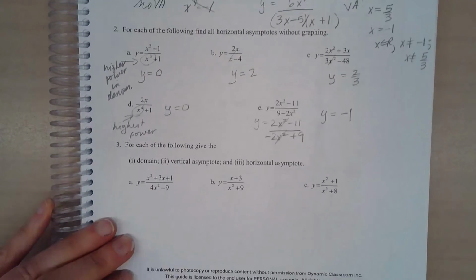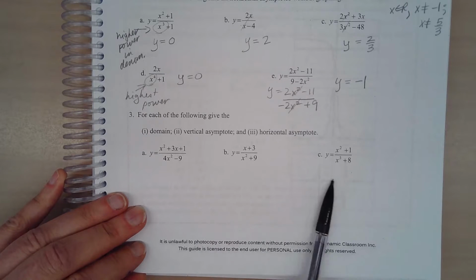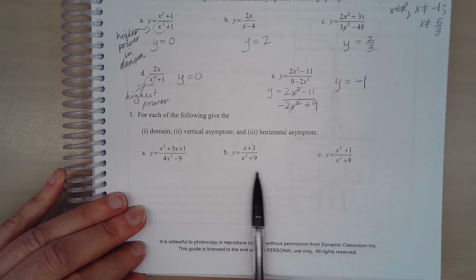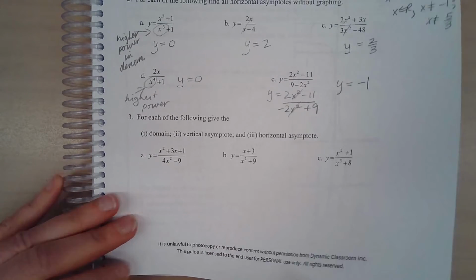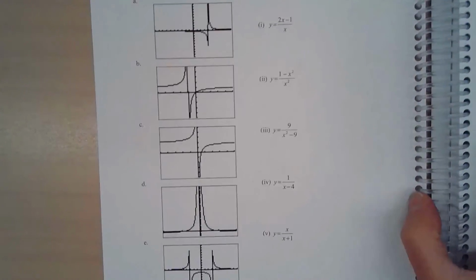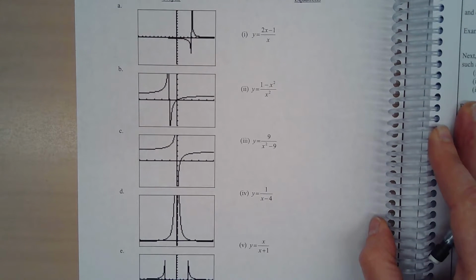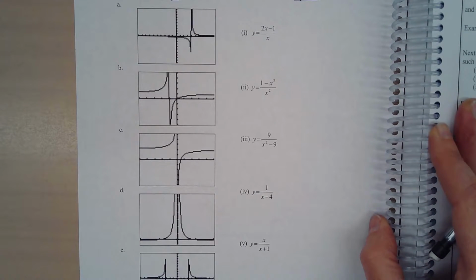Okay, what about this one? Same types of things, right? We good here? Yeah? Okay, and then the second page is matching. I know the graphs aren't the greatest, and they're from a graphing calculator, not even Desmos, right? So they're a little weird.